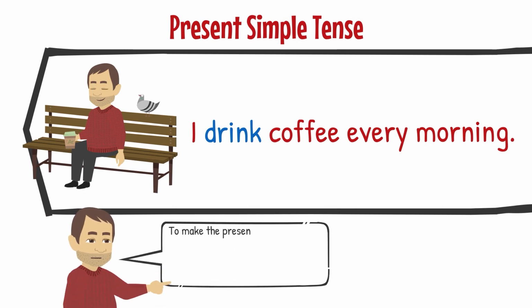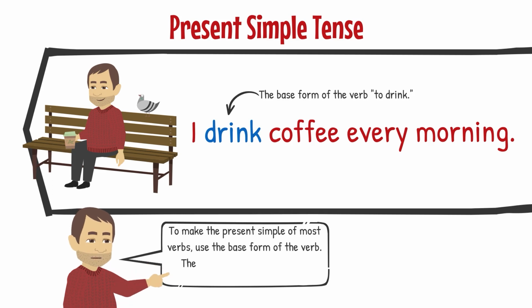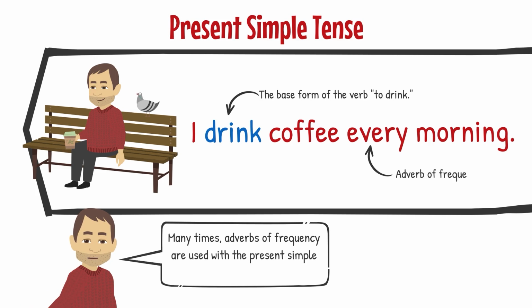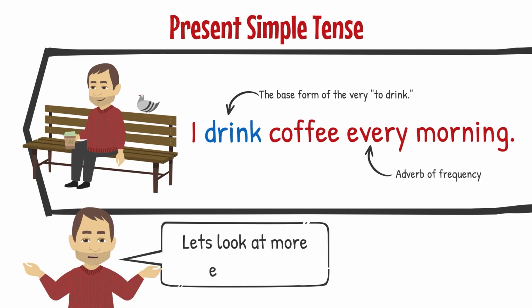To make the present simple of most verbs, use the base form of the verb. The base form is the infinitive without to. Many times, adverbs of frequency are used with the present simple tense. Let's look at more examples.